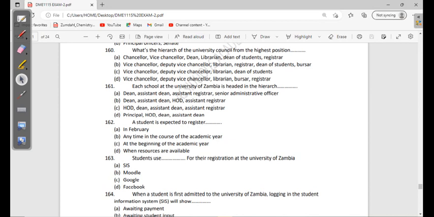What is the hierarchy of each school at the University of Zambia? So it is first the dean, followed by the assistant dean, and then assistant registrar, senior administrative officer.